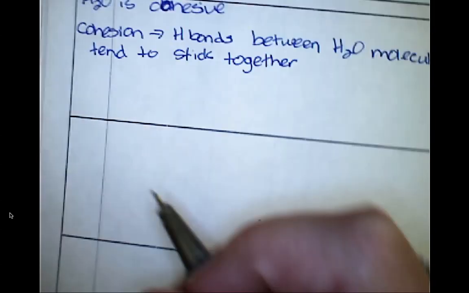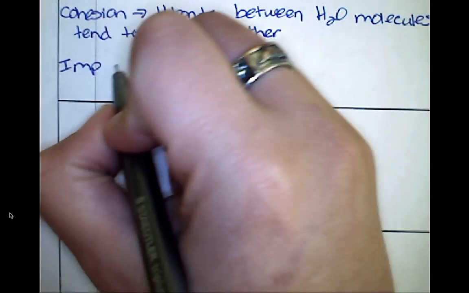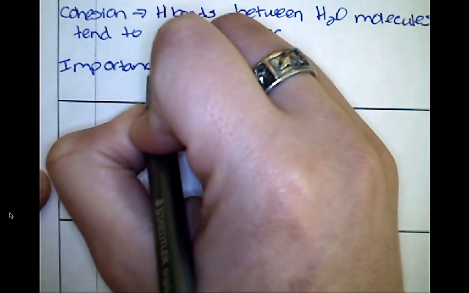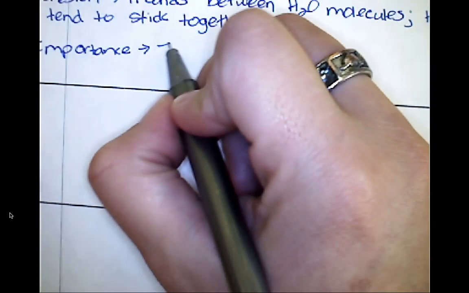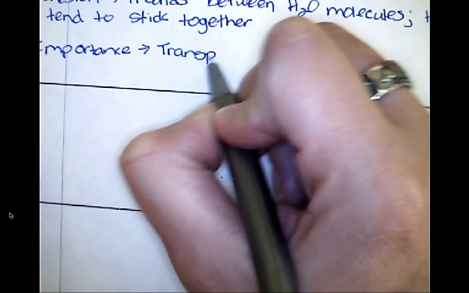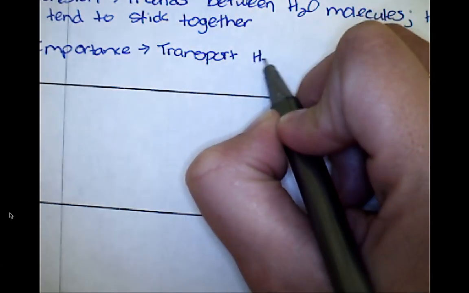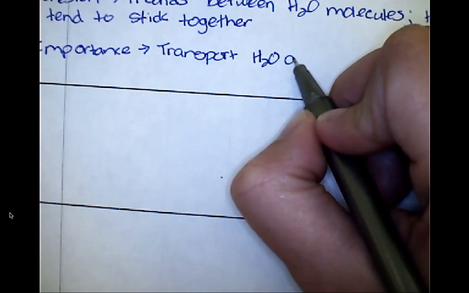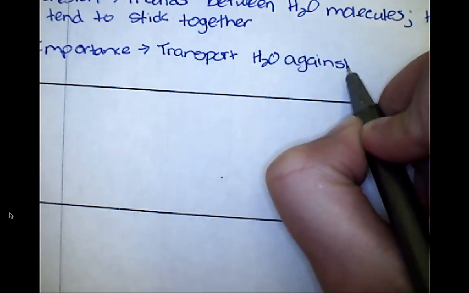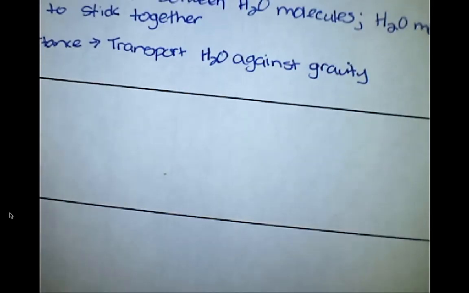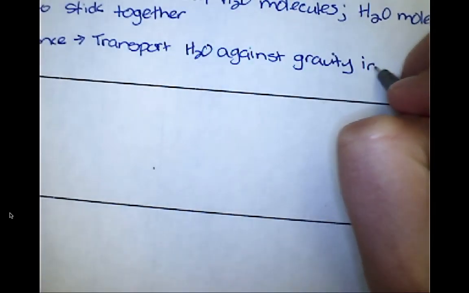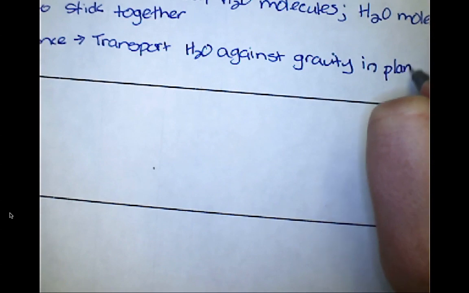Okay? Now, there are a few things that make this important in terms of life. You can do things like transport water up a phloem against gravity because water sticks to itself. So it's like how it stays in the straw or things like that in plants. Okay.